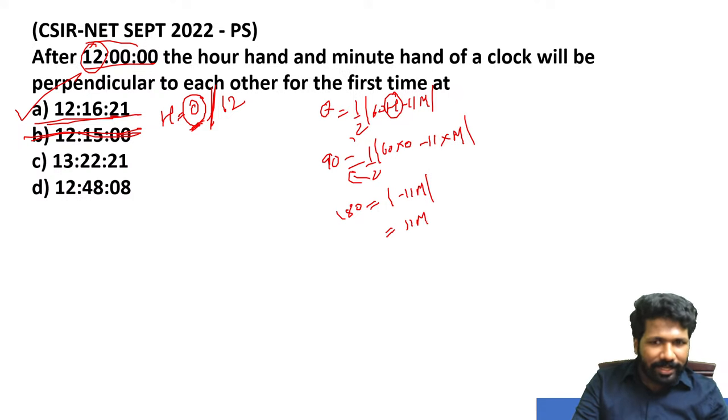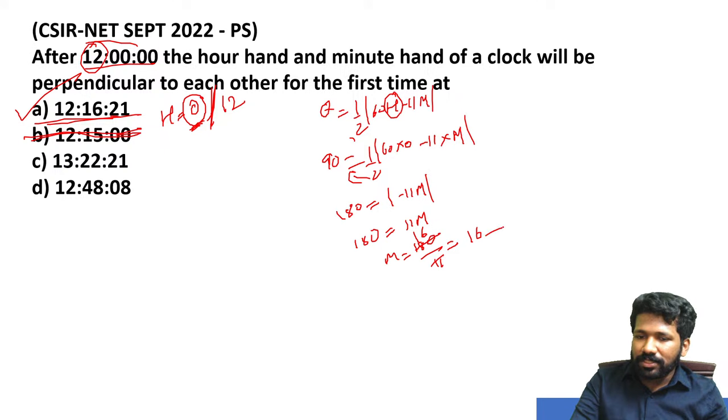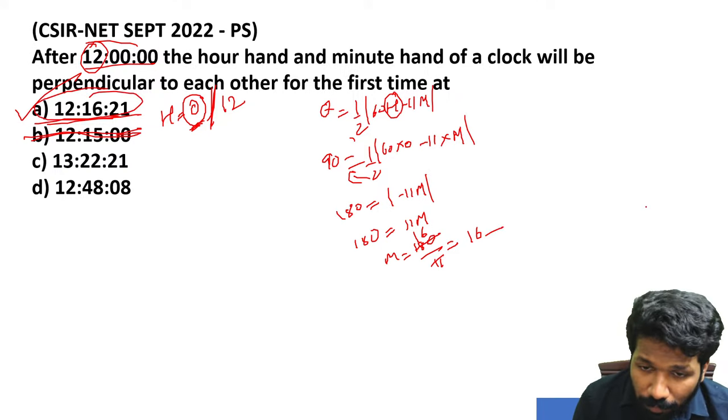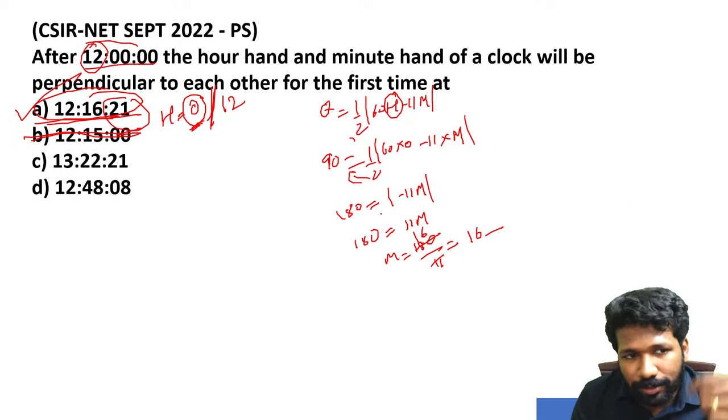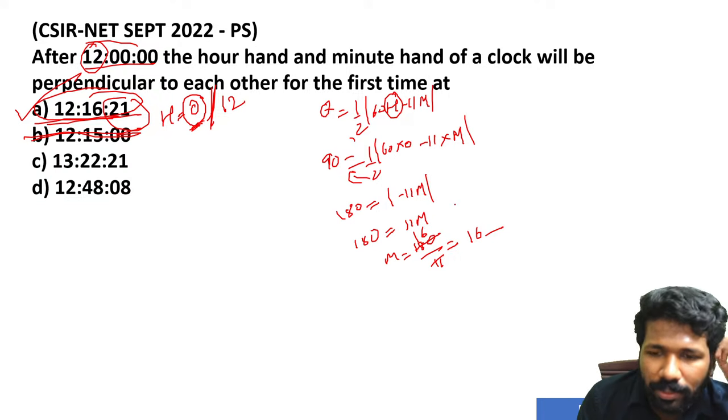But actually there is a second case also. That is what I am trying to say. So 11M is equal to 180. So M is equal to 180 by 11. 180 by 11, when you simplify, you will get 16 something. That means the only option which is 16 something is this. Or if you want to precisely get the exact answer of 21 seconds, that also I will show you. But in the exam hall you don't need that actually. You can use options obviously.